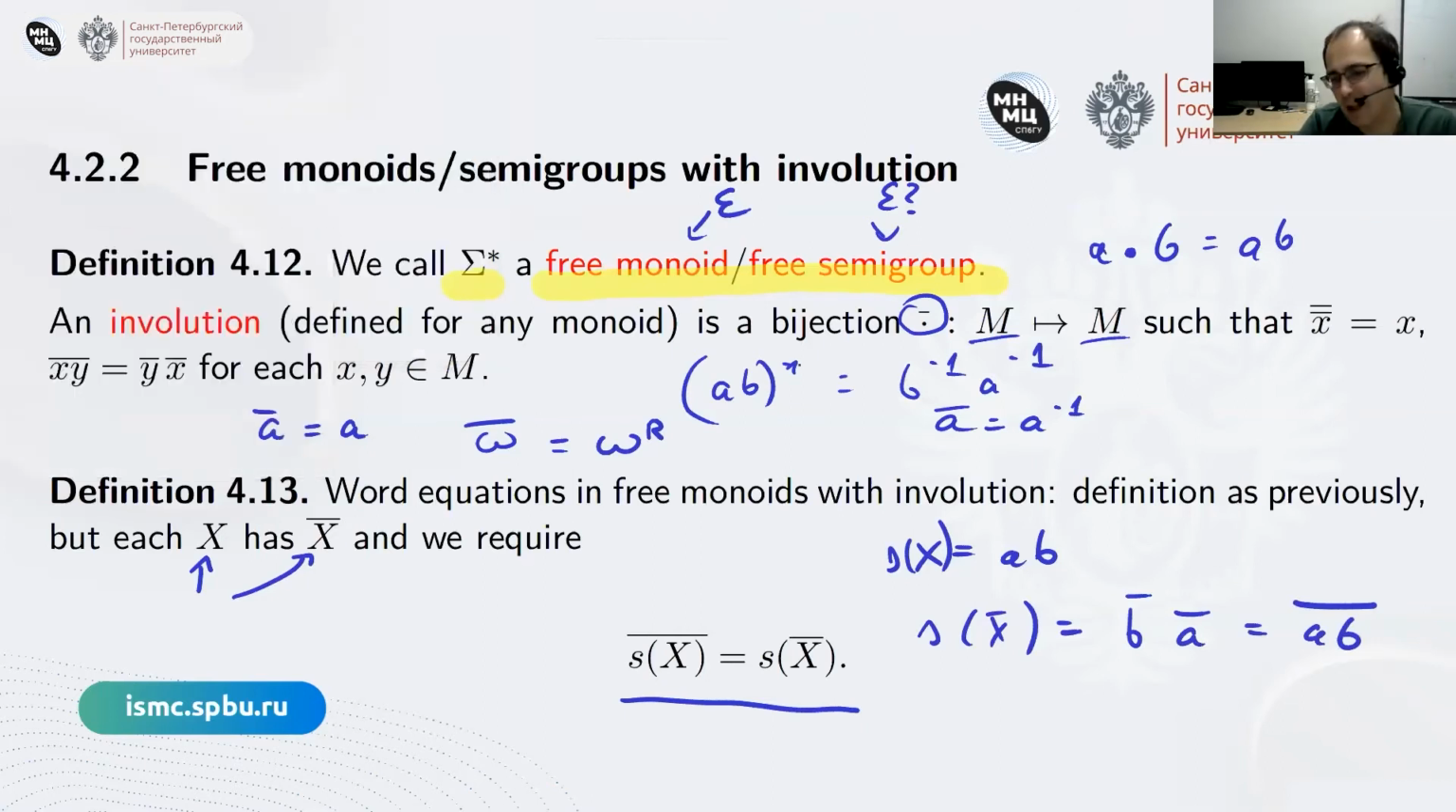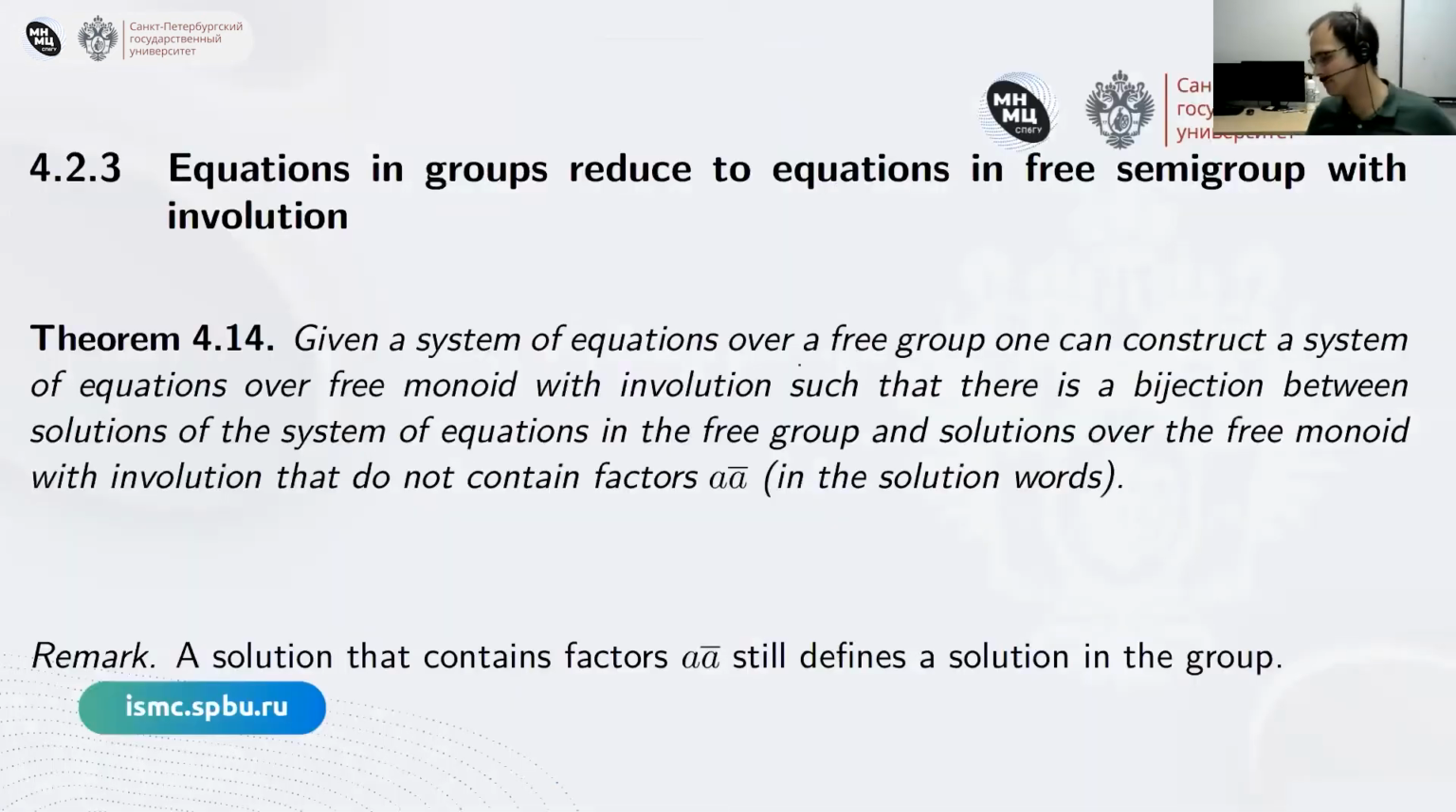Great. And the reason why we are considering this is because it has been well known for many years that if we want to solve a system of equations, or just a simple equation over a free group, then we can turn it into an equation over the free monoid with involution. Moreover, it's not only that the satisfiability is preserved, but actually there is a bijection between solutions.